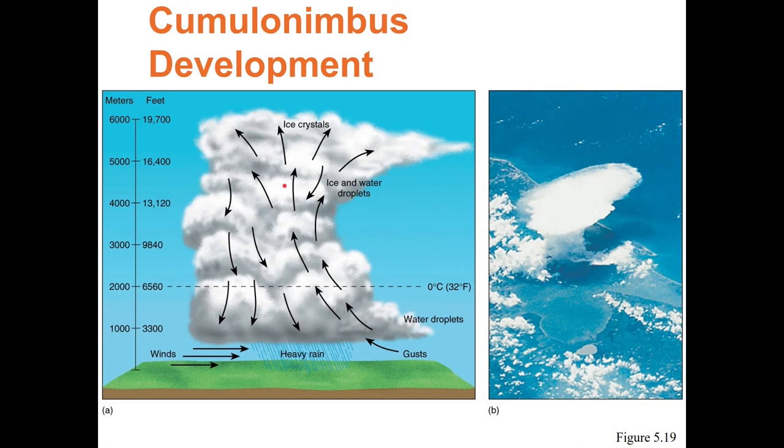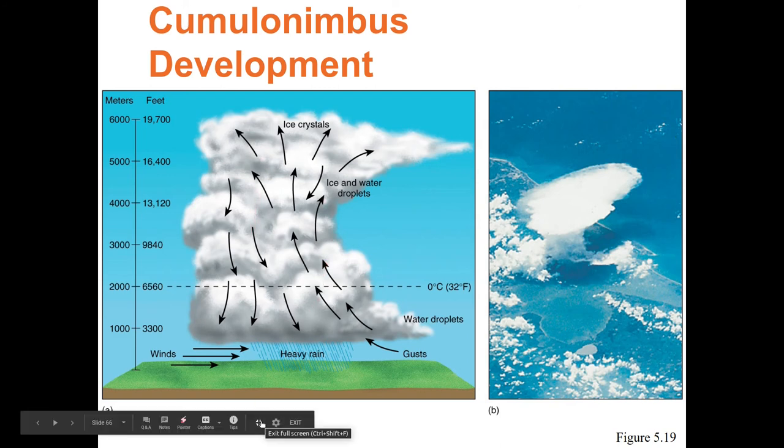But then that also means that any rain that's falling or hail that's falling has to fall against that updraft. So that's one of the reasons that hailstones get stuck in this cycle where they'll pick up a layer of water and go up and freeze and go down and pick up another layer of water and freeze until it's heavy enough that it can fall.